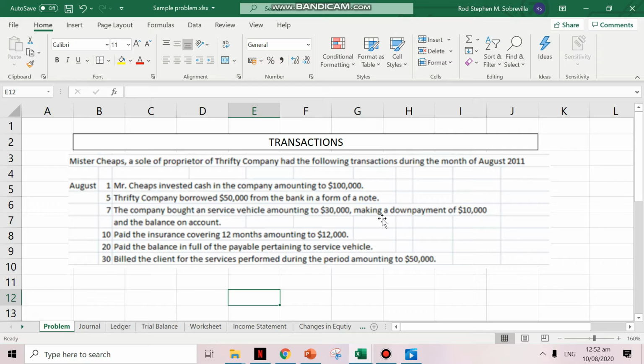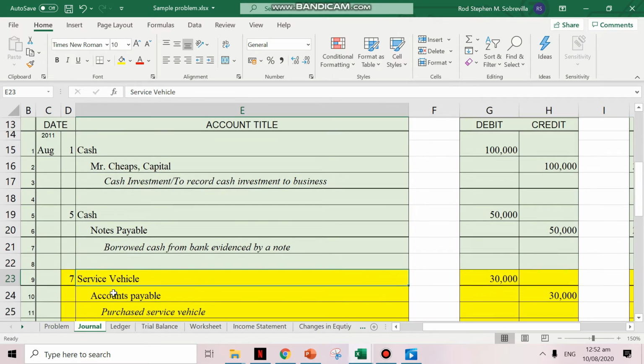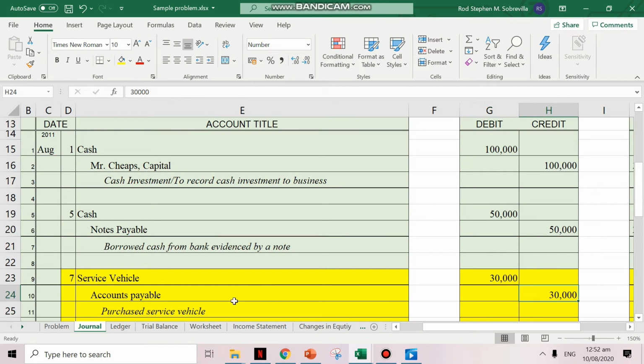Pangalawa, sinabi niya is i-disregard muna natin to. Sinabi lang, disregard muna natin to, di ba? Bumili daw siya ng service vehicle for $30,000 on account. On account is simply accounts payable. So, magkakaroon tayo ng credit sa accounts payable, 30,000.